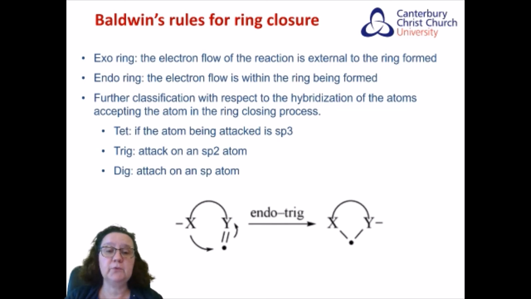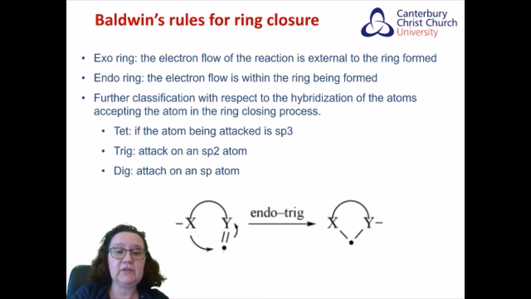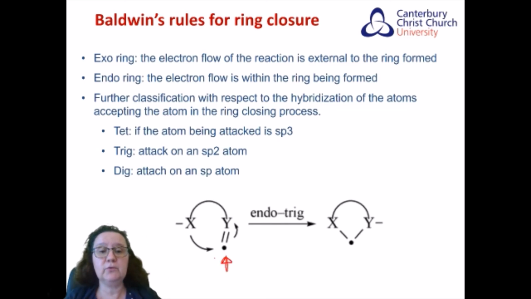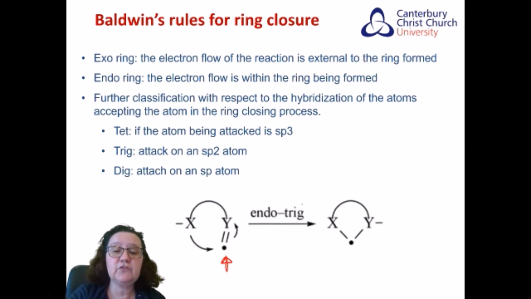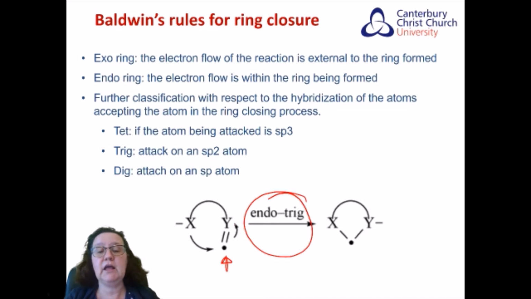So for example, here the attack is on an sp2 atom, so this is a trig cyclization, and the way the electrons move when the reaction takes place means that the electrons are within the ring being formed. So this particular example would be an example of an endo-trig cyclization reaction.